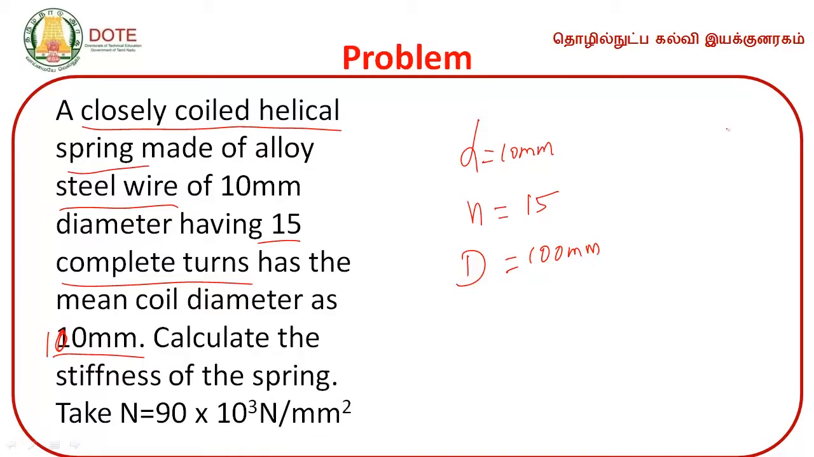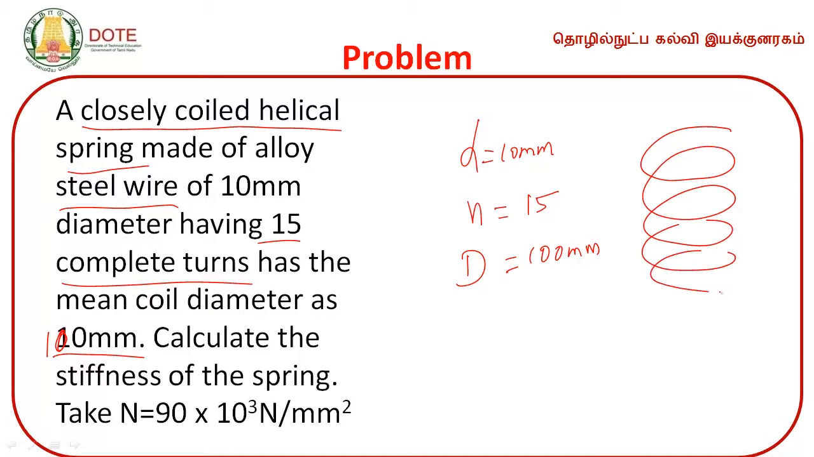Because if you take this is the spring, wire diameter is 10 mm, so the mean diameter must be greater than that. So D is equal to 100 mm. Calculate the stiffness of the spring.